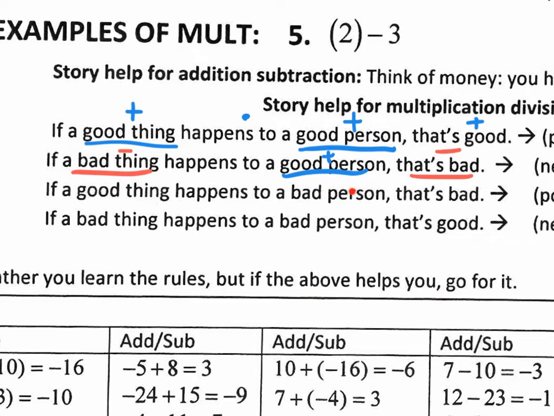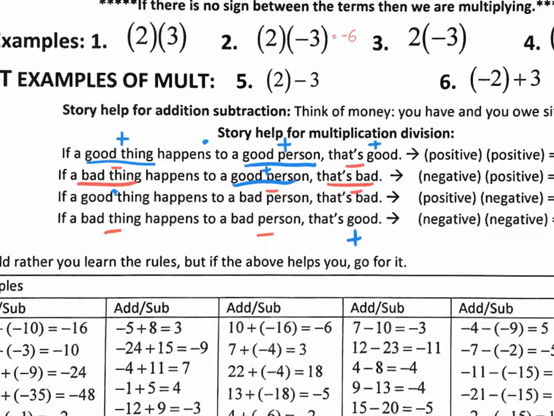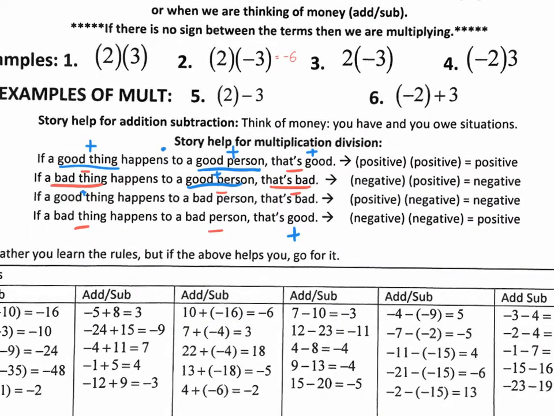If a good thing happens to a bad person, if a positive times a negative, what's that going to be? That's going to be a negative. And if a bad thing happens to a bad person, that's saying if a negative happens to a negative, multiplying it, that's good. The answer is positive. I know that might even be confusing to some of you. If it's confusing, ignore that rule, ignore that storyline. Just remember, if the signs are the same, the answer is positive. If the signs are different, the answer is negative. And that's for multiplication. Okay.